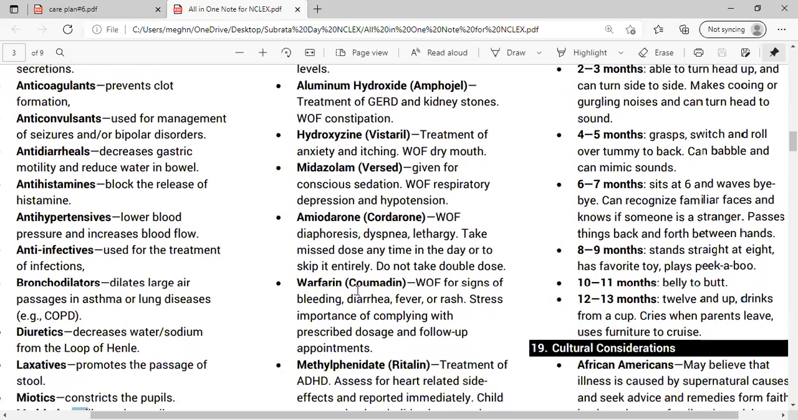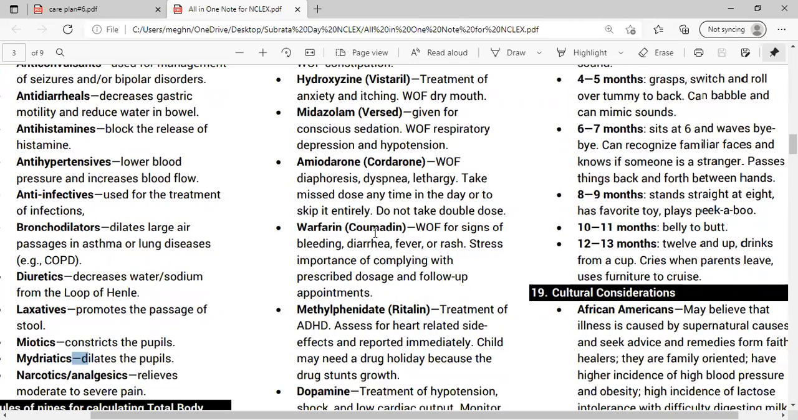In case of warfarin, other name is Coumadin, we have to check for the signs of bleeding, diarrhea, fever, rash, and also stress the importance of complying with prescribed doses and follow-up appointments.